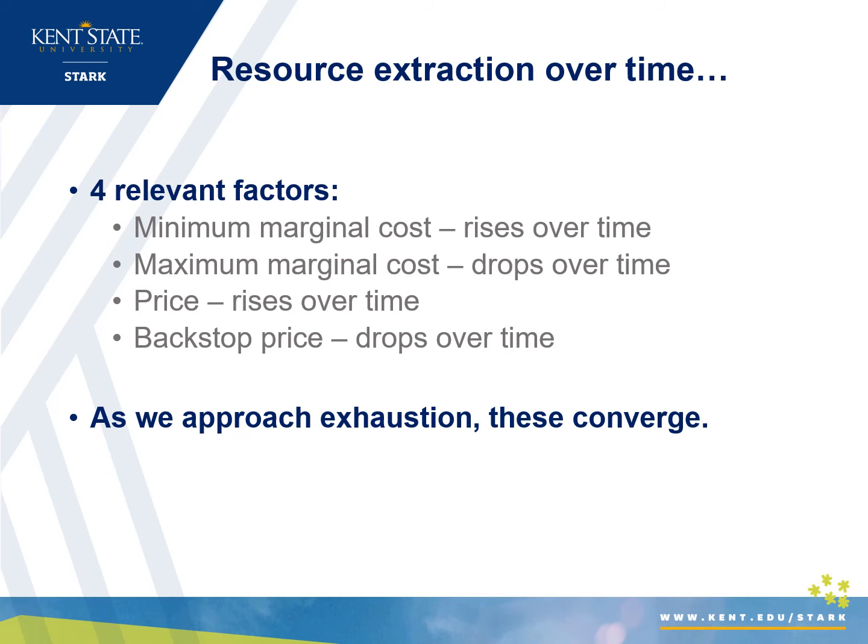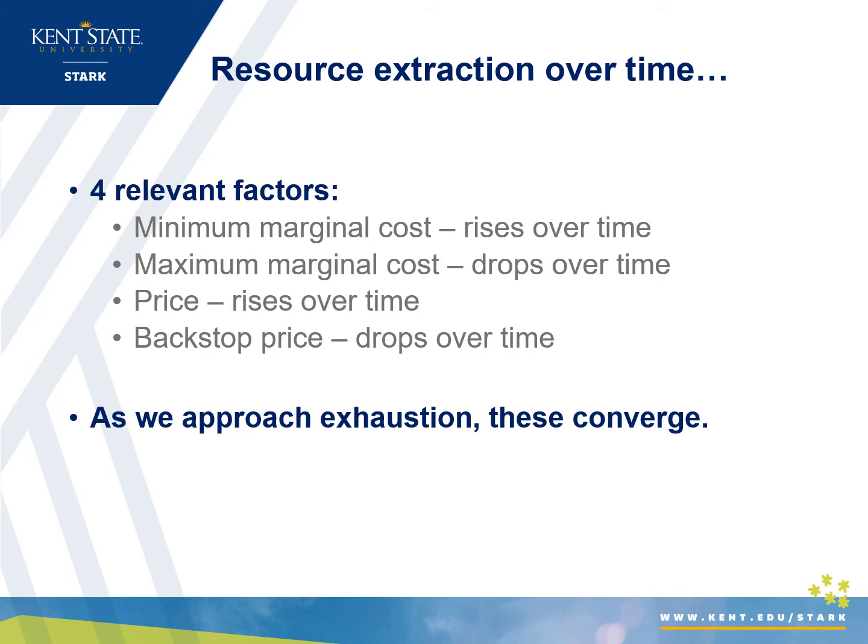On the other hand, the maximum marginal cost is going to tend to drop over time, as we tend to get better at exploiting these resources and getting them out of the environment where we can use them. So we'll tend to find this convergence in marginal costs over time, the minimum rising, the maximum falling. The price, as we've already shown, according to the Hotelling rule, will tend to rise over time. This is assuming other things equal. Knowing what we know about the general trend of marginal cost, we would expect the price to rise over time.